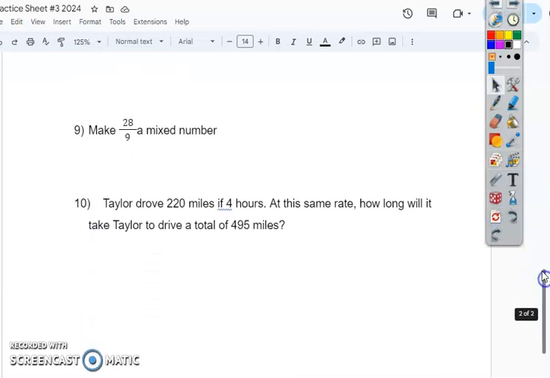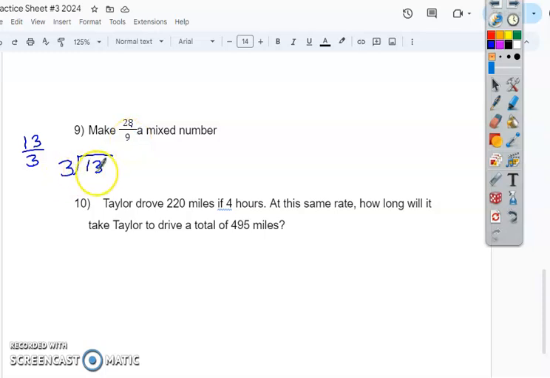Okay, number 9. Make a mixed number. Again, I'm going to give you an example. Let's say that I have 13 over 3. You don't have to write this, but you can if it will help. You're going to do the same process. You might want to do this and pause. Top number goes inside. Bottom number, outside. Pause and put bottom number outside.